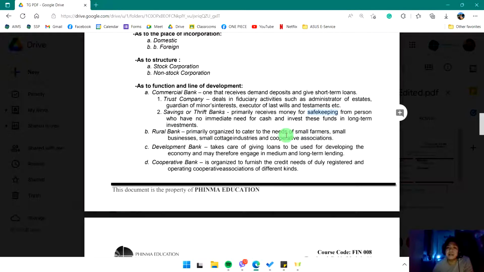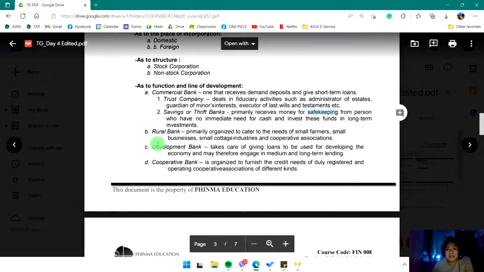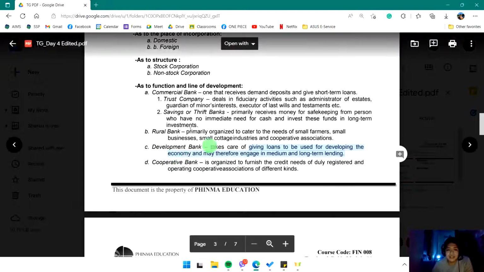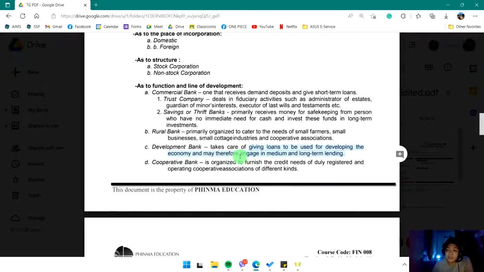So, ang sabi natin, more on agricultural ang approach ng rural banks. Development banks are primarily focused on giving loans to be used for developing the economy and may therefore engage in medium and long-term lending. The main function of development bank is to give out loans for the development of the company or for the development of the economy. So yun, they are the ones who are responsible to give out loans, and dapat yung loans na ipapamigay nila should be used for the development of our economy.